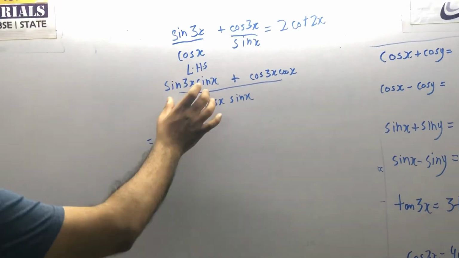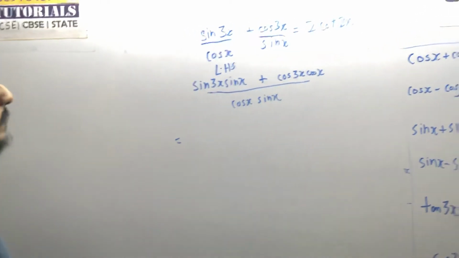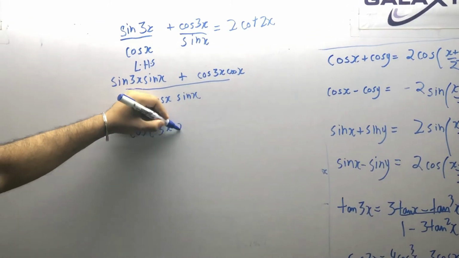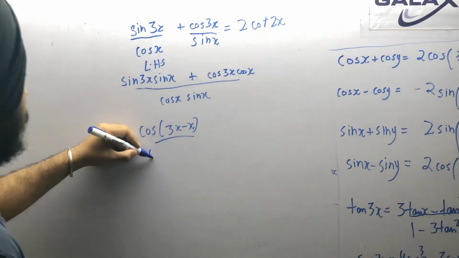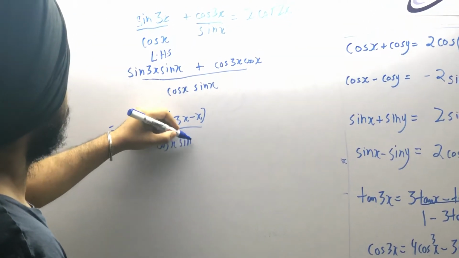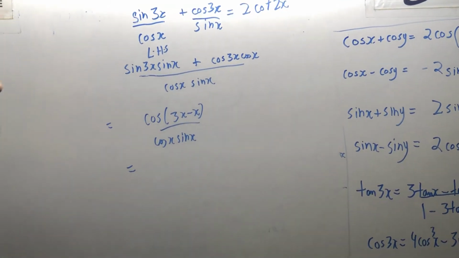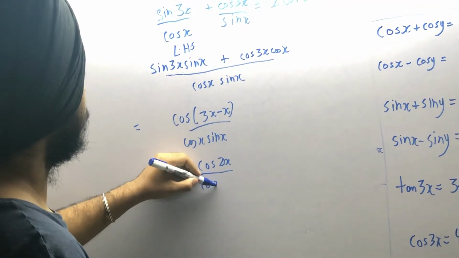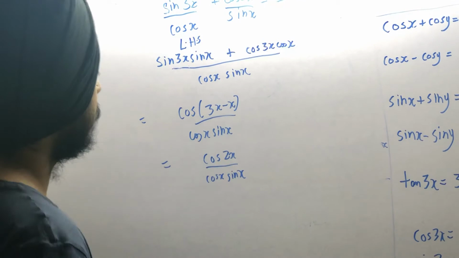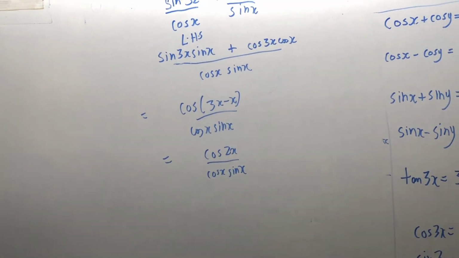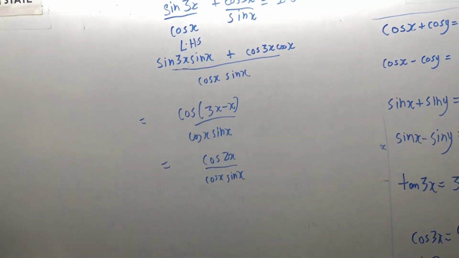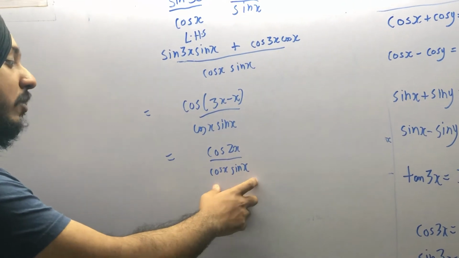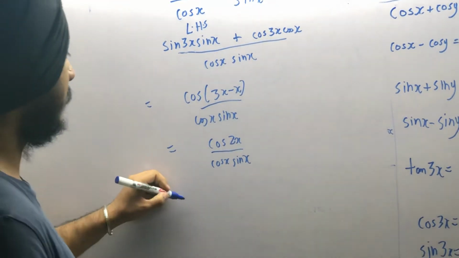Now look at this carefully. Sin A sin B plus cos A cos B. What is that formula? Cos A minus B, divided by cos x sin x. So cos of 3x minus x is cos 2x divided by cos x sin x. Now you have cos 2x on the top. See, this expression is cot 2x. What is cot 2x? That is cos 2x upon sin 2x. So somehow if you bring sin 2x to the bottom, it will become cot. So just multiply and divide by 2.